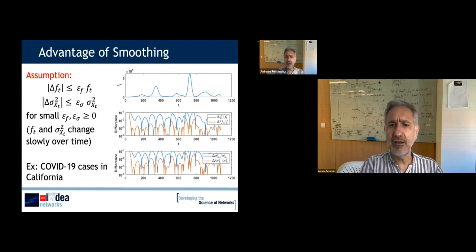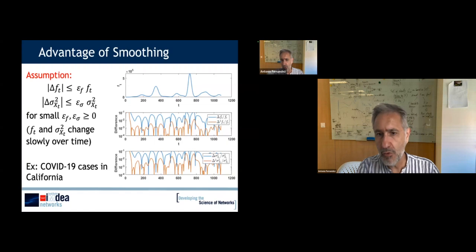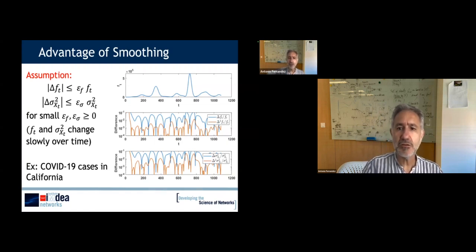And what you see on the right is the actual data that we have from the COVID cases in California. As you see, the epsilon for f in the plot in the center is about 1/100, 10 to the minus 2, while the epsilon sigma in the second one is no more than 1/10. So they are reasonably small values.